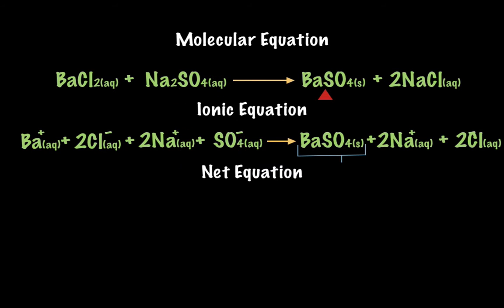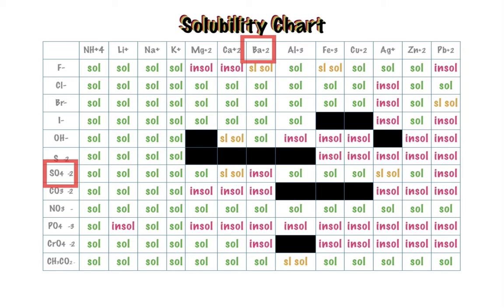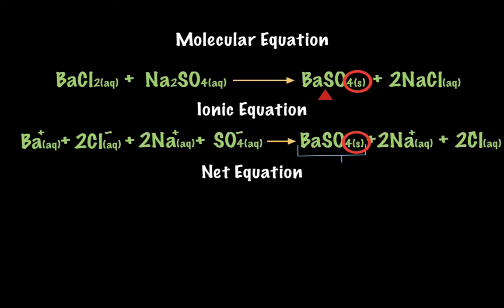Alright, now let's take a look at our product side, barium sulfate. If I look at barium and find sulfate, I find that this combination of atom and compound is insoluble, which means it will produce a precipitate. So it will produce a solid. So that's a solid state, and I can see here that it is in fact a solid state.